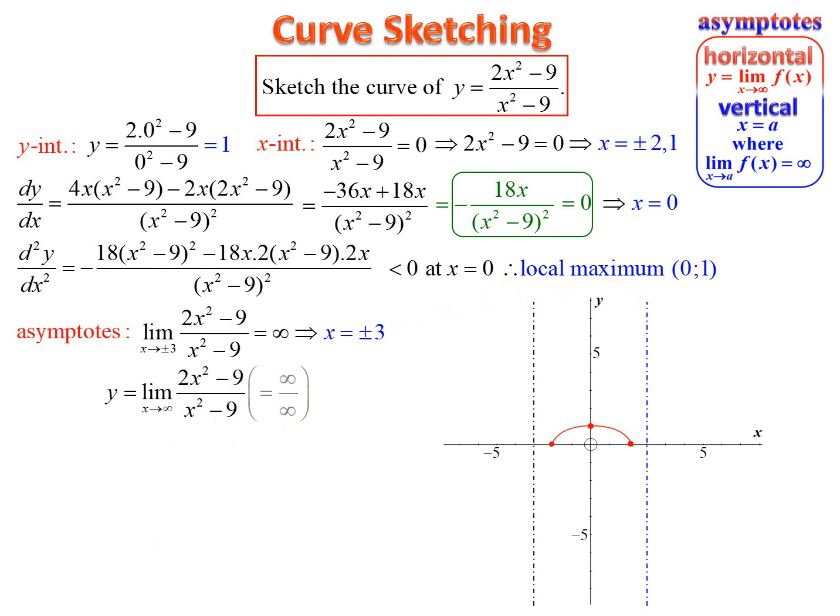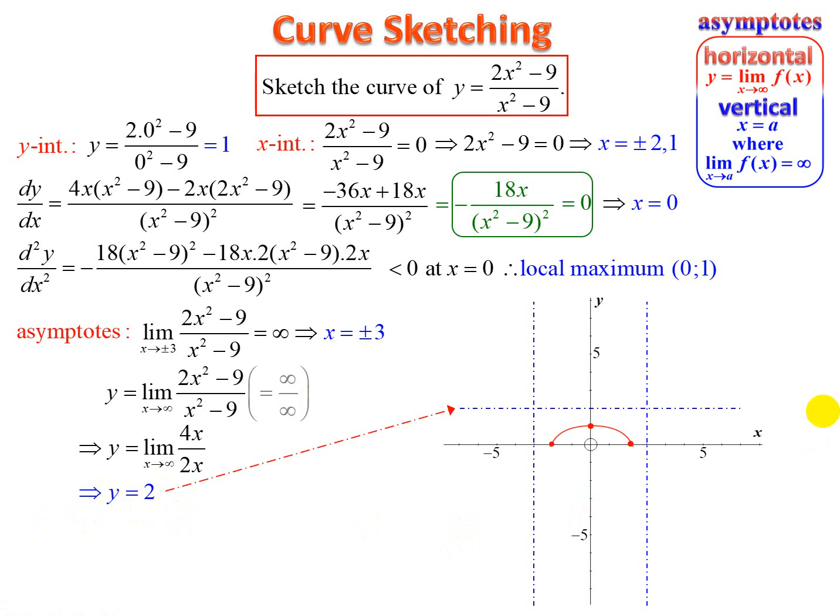Let's have a look at the horizontal asymptote, where y equals the limit as x tends to infinity. Once again, it's infinity over infinity, so it is indeterminate. So L'Hopital's rule is appropriate here. We can differentiate top and bottom, and that's still infinity over infinity. Oh no, we don't need to, because this will simplify now. 4x over 2x cancels down to 2. So the limit of 2 as x tends to infinity is 2, the constant. So therefore y equals 2. And there it is there.